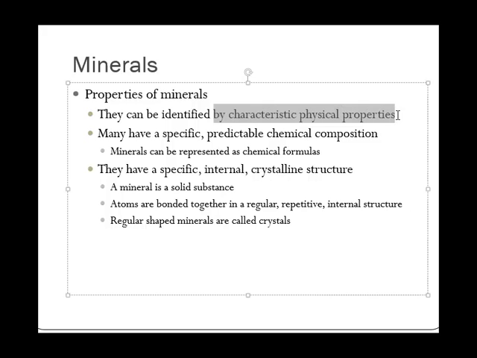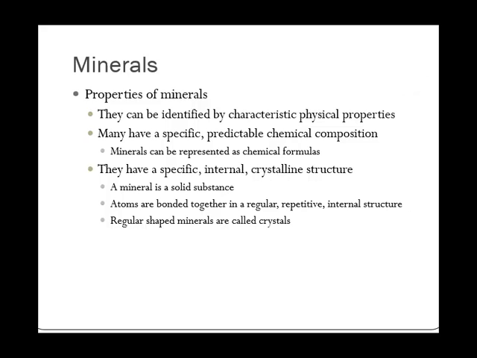Minerals can be identified. Geologists, people who look for different types of materials in the ground, have to be able to identify them, and minerals can be identified by physical properties. They also have predictable chemical composition. Different types of minerals, things like quartz, calcite, diamond, graphite, these are all minerals, and they can be identified by various physical and chemical characteristics as well.